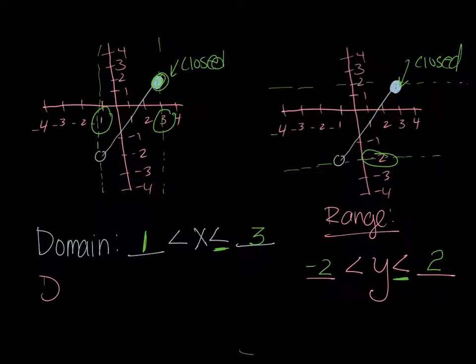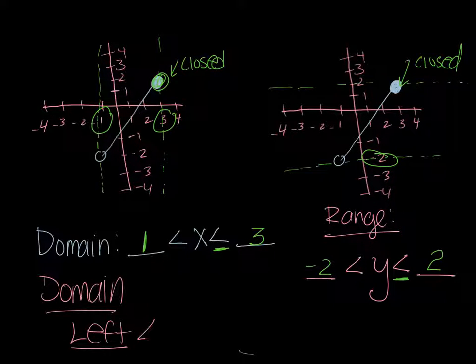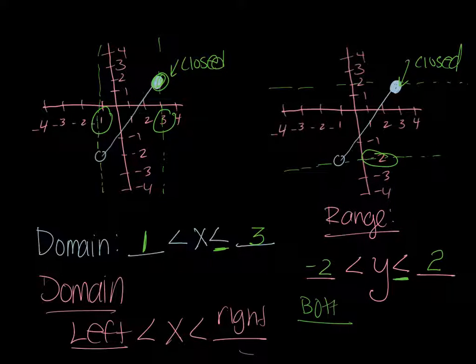So for domain, it goes from the left, then your less than, and then your right value. For your range, you're going to go from the bottom, your less than symbol, and then the top value.